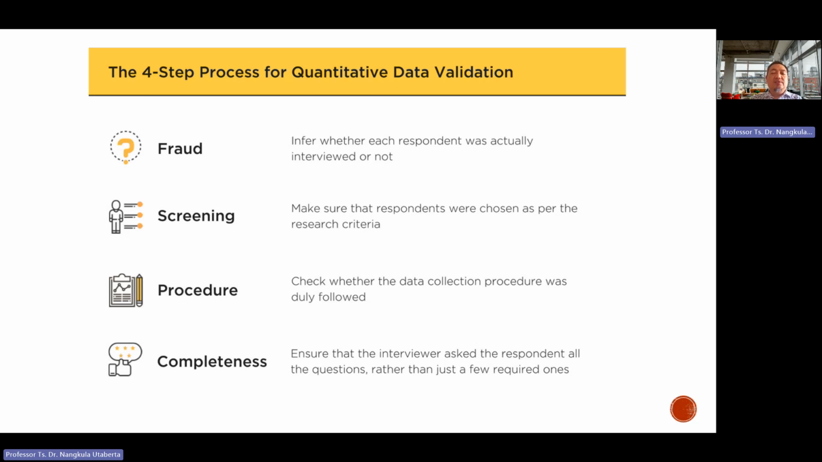Then we do a screening. So you need to know how you chose the criteria for the respondents. For example, if you would like to know somebody who knows the city very well, maybe you decide that the person must have been staying in that particular city for 20 years, or 5 years and above. This criterion must be followed strictly based on your recommendation. Then, of course, we look at your procedures, whether you followed the procedure or not.